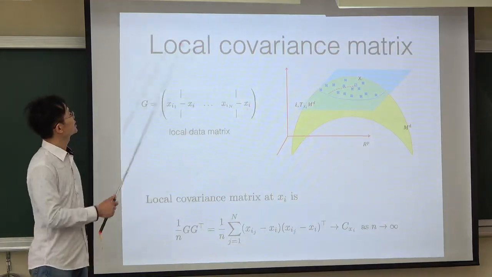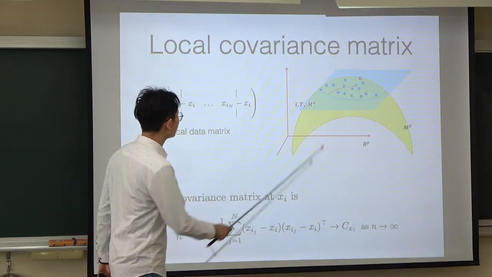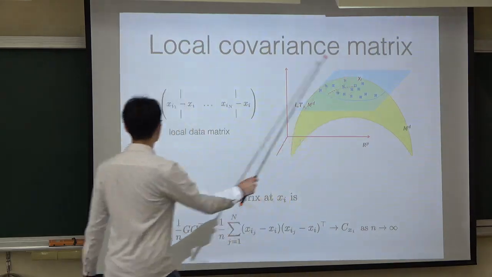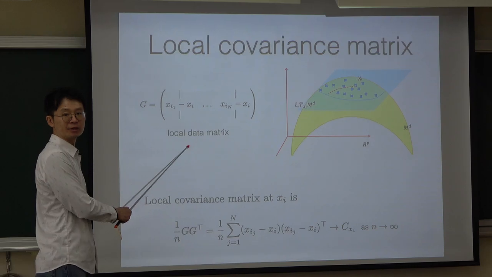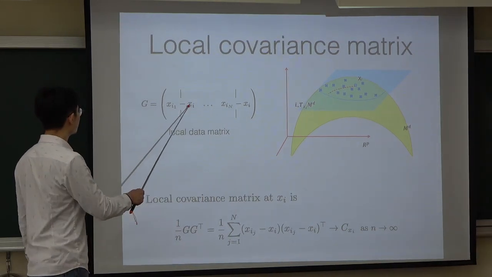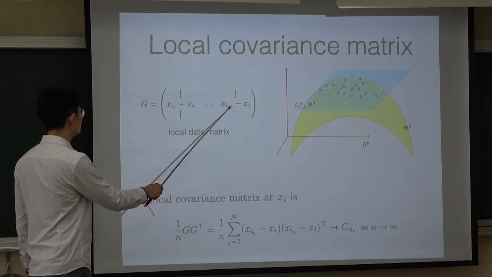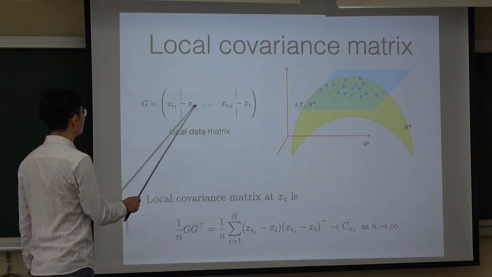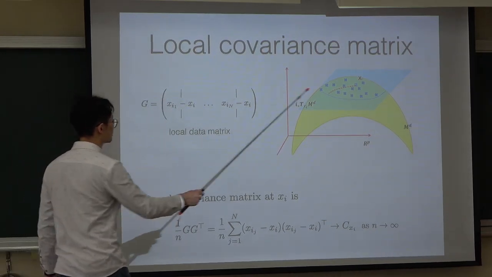Okay, so let's take a look. What is a local covariance matrix? If you remember, we have one point xi, and we have a G matrix, which is the local data matrix. What is it? You take all the neighbors, there are capital N neighbors, and you subtract them by xi. That is your centralized, so this is a local data matrix.